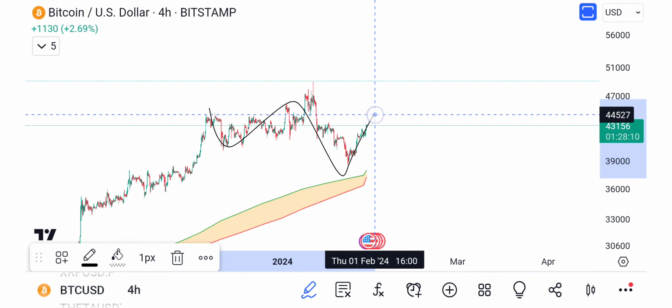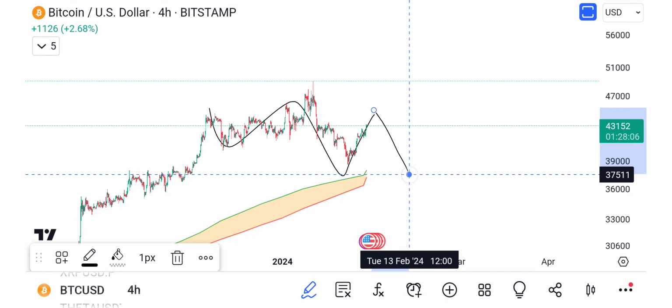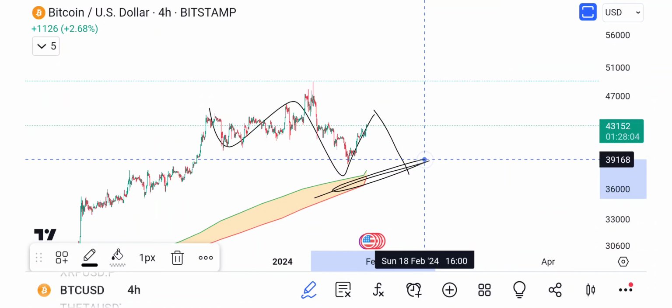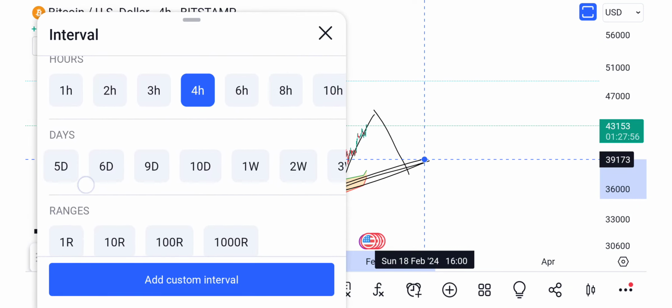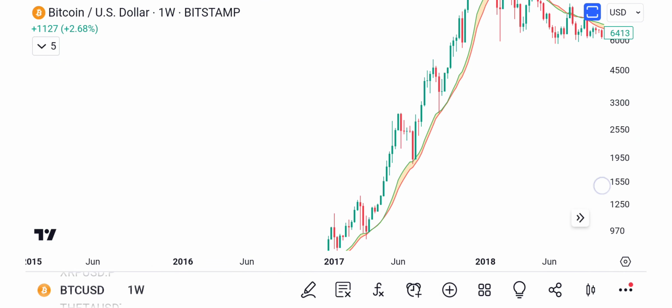If we come up and retrace, we can finally come down and test the bull market support band. That's what I want to happen. And you say, why do you got to have that? Why is that important? Well, just look here. Let me go to the weekly chart. And here's Bitcoin right here.